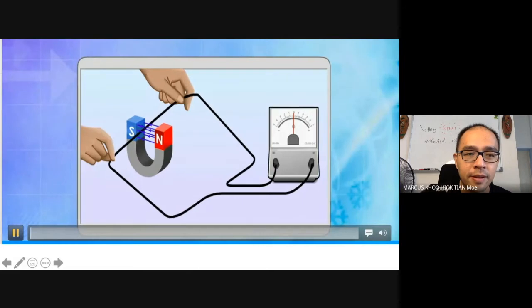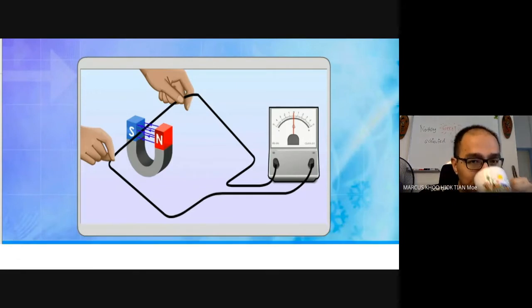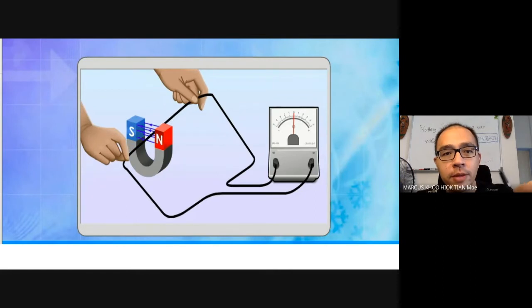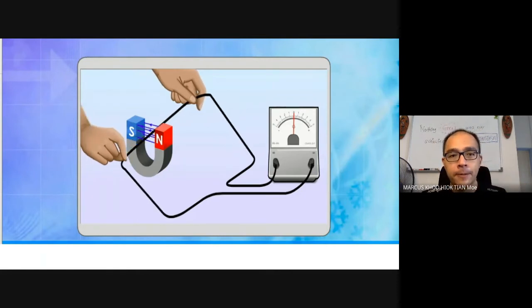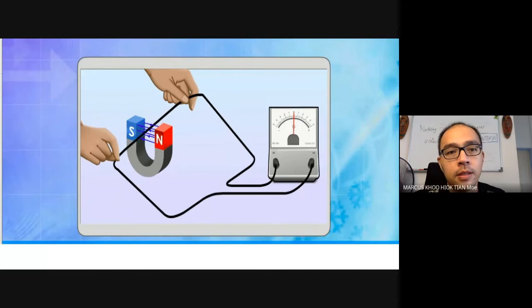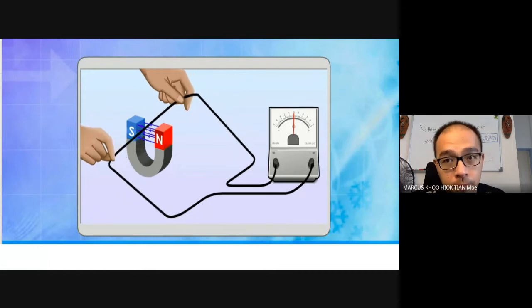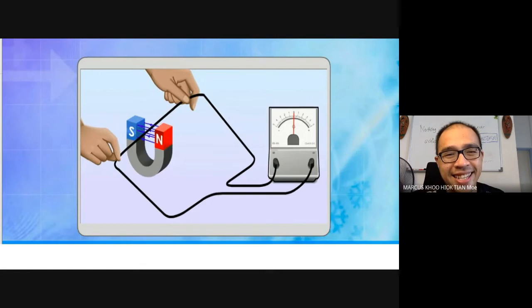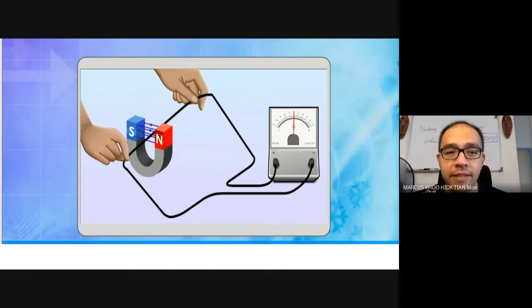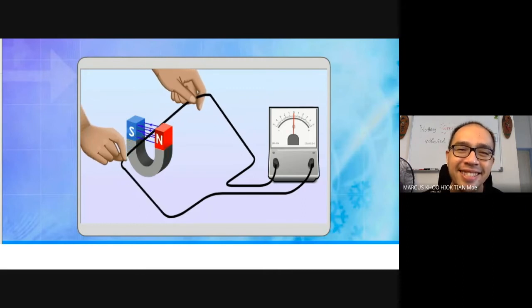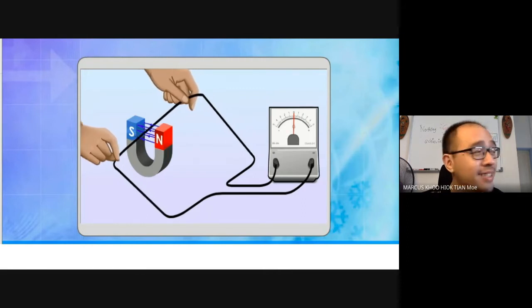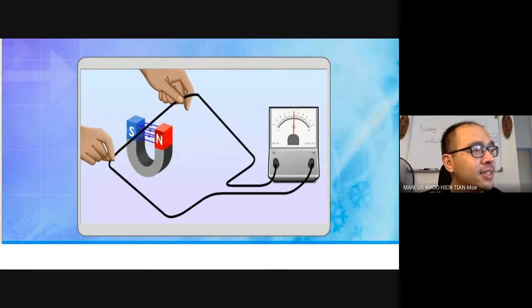What do you think may happen to the galvanometer pointer when the wire moves parallel to the magnetic field? Okay, when the wire moves parallel to the magnetic field, the galvanometer pointer does not show any deflection, indicating that there is no current flow. Why? Okay, this is a good question that we can answer a little bit later. When the wire moves parallel to the magnetic field, no magnetic flux is being cut. No EMF is induced. Thus, there is no induced current flowing in the circuit.